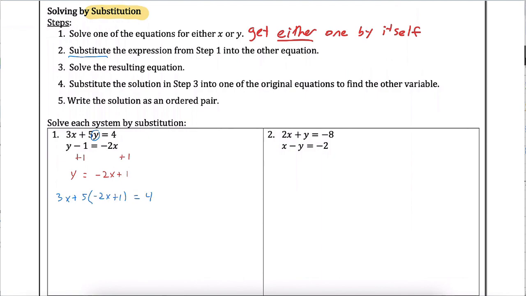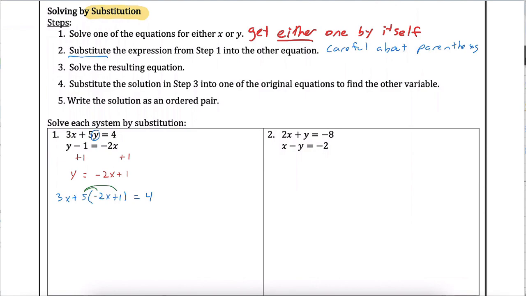One note I want to give you about that, and you should be writing down the notes in your notes along with the examples, is that when you do that substituting, make sure you are careful about parentheses. The reason I say that is because this 5 that's right here is going to need to be multiplied times the negative 2x plus 1. If I didn't put a parentheses there, it would be a little bit confusing.